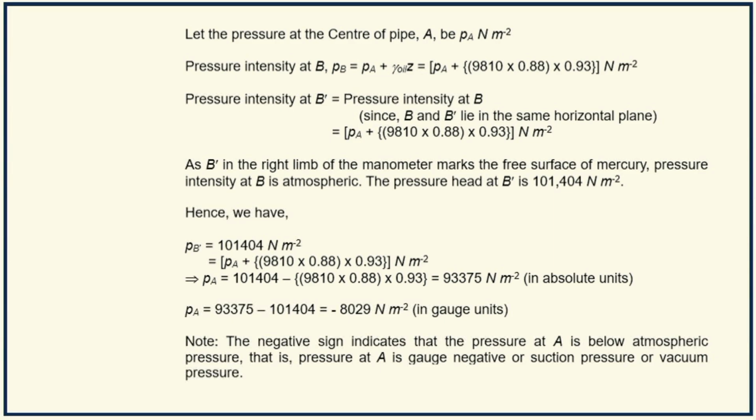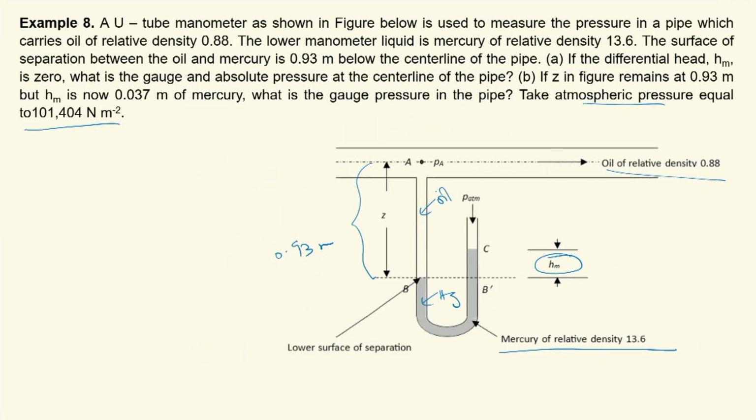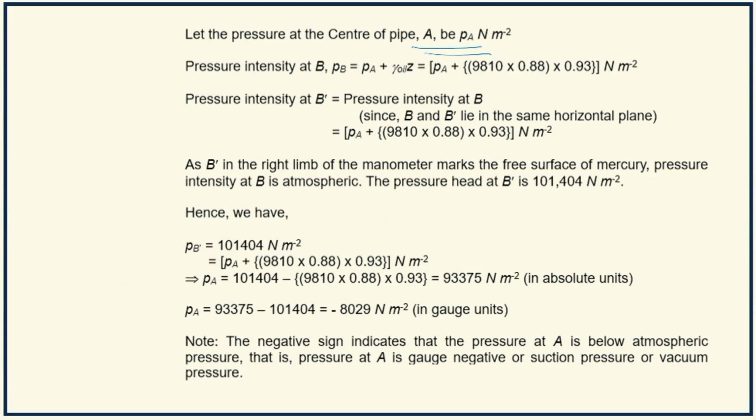So let the pressure at the center of the pipe A be PA Newton per meter square. Pressure at B, what is B? B is at a lower level. So PB is equal to PA plus gamma oil into Z. So PA plus, what is the specific weight of oil? 9810 multiplied by the specific gravity of oil.